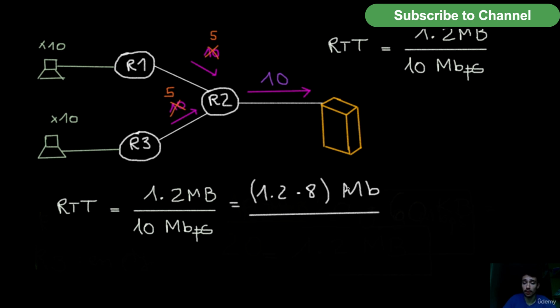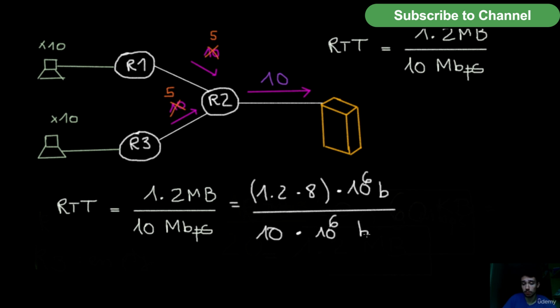So we have 1.2 multiplied by 8, and instead of writing megabits, we write multiplied by 10 raised to 6 bits. The same on the denominator: instead of 10 megabits per second, we have 10 multiplied by 10 raised to 6 bits per second. As we can see, we can simplify this 10 raised to 6 with this 10 raised to 6. And so this gives us 1.2 multiplied by 8, which is 9.6, divided by 10. This gives us 0.96. So what is going to be the round trip time?